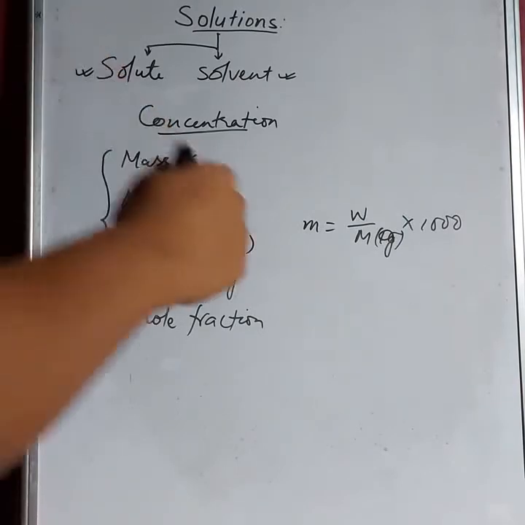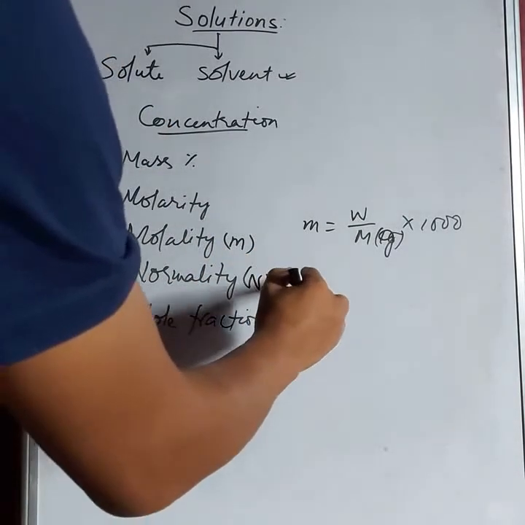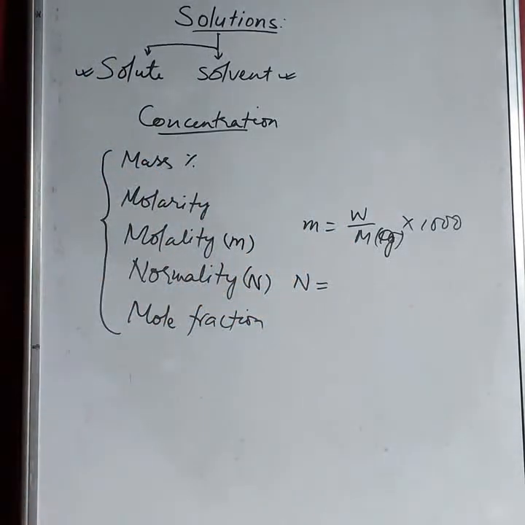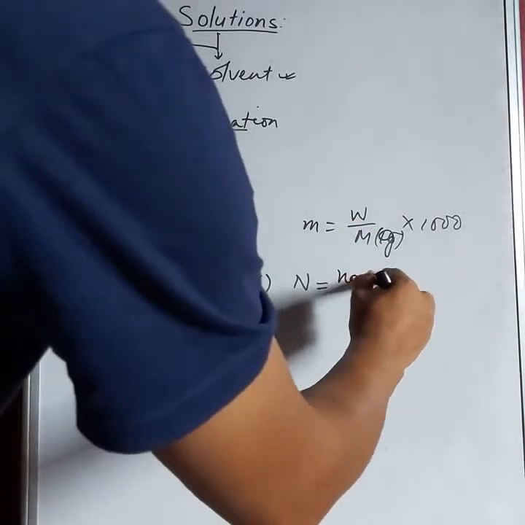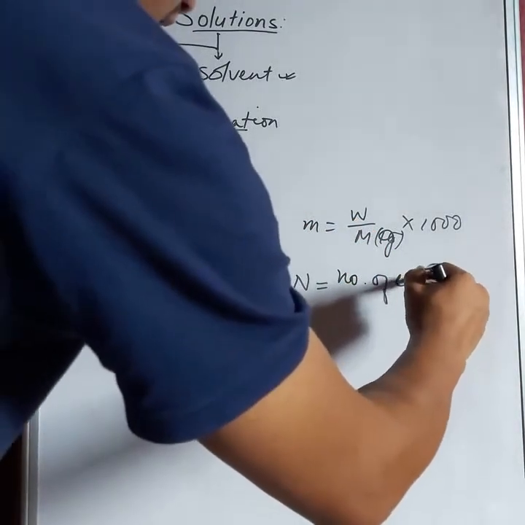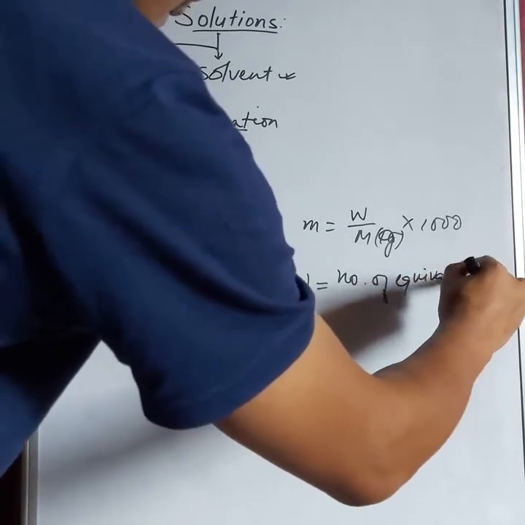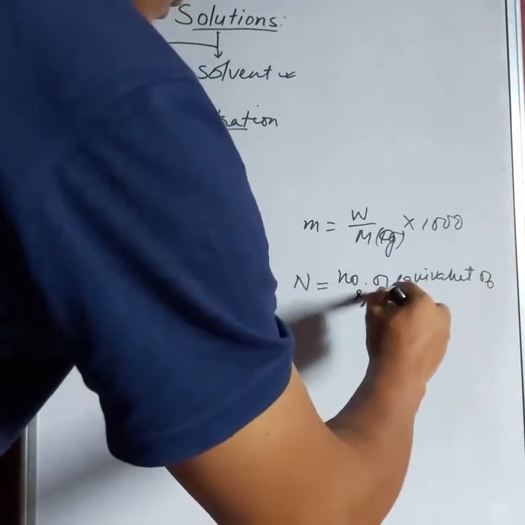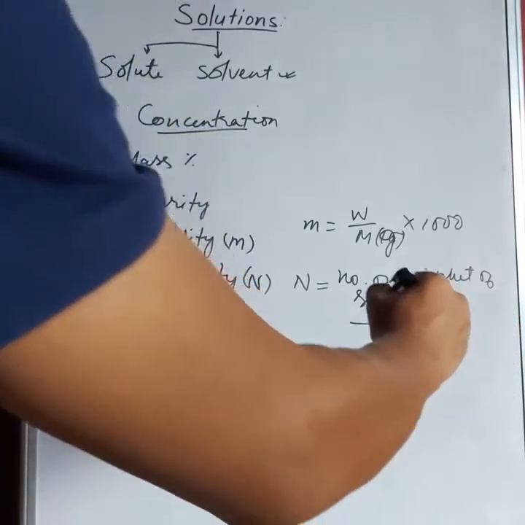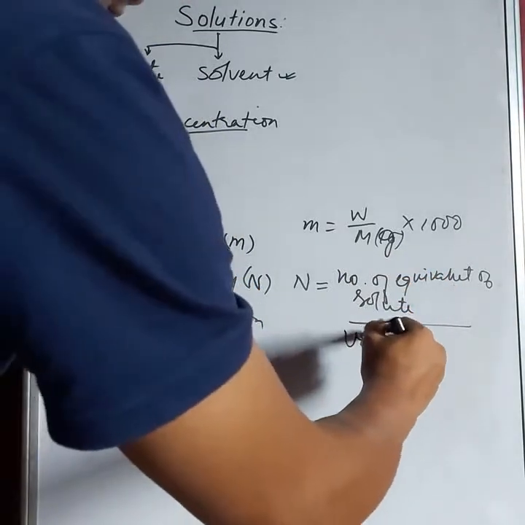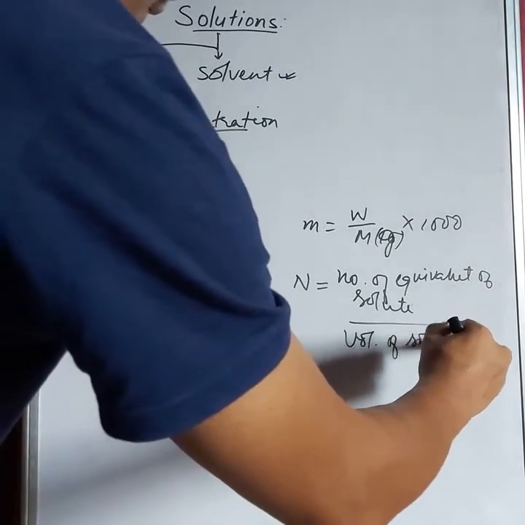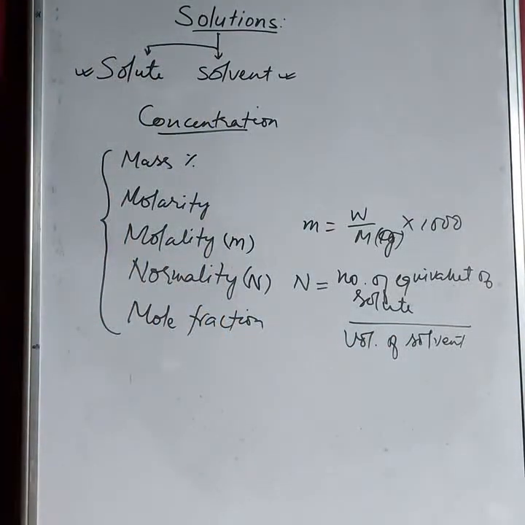And normality we denote by N, and normality simply means number of gram equivalents of solute dissolved per liter of solution. So normality is equal to number of equivalents of solute per volume of solution. That is normality.